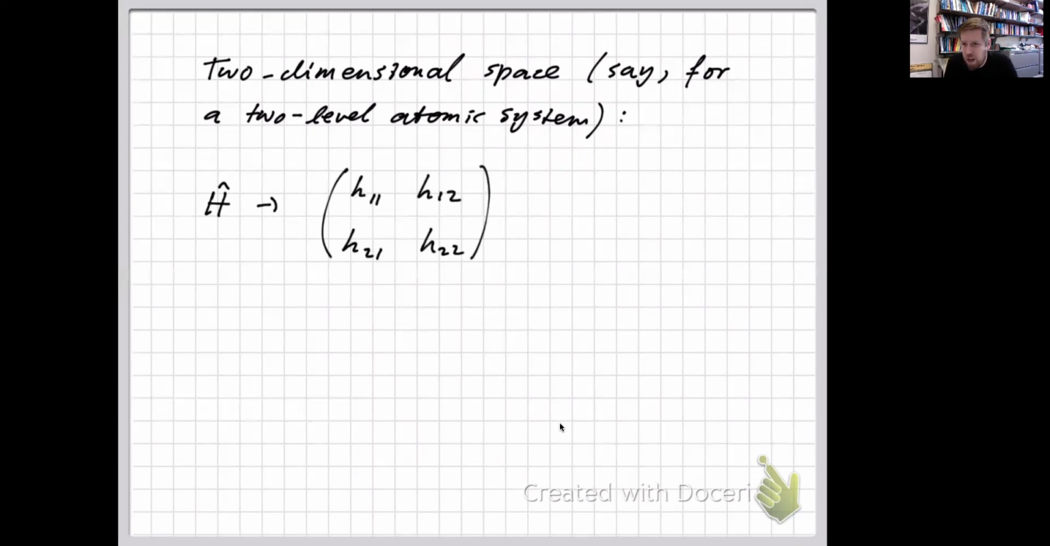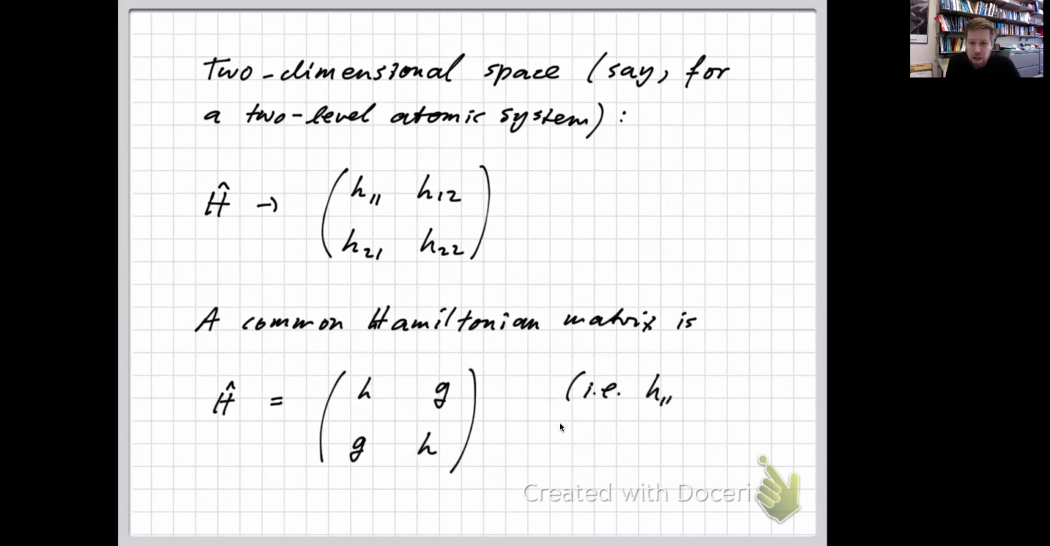And then, of course, the Hamiltonian is an operator, and all operators are n by n matrices. Here, therefore, it would take the form of a 2 by 2 matrix. A common Hamiltonian that you encounter quite a bit in quantum mechanics is the following, where you have H, G, G, H: H on the diagonal entries and G on the off-diagonal entries.